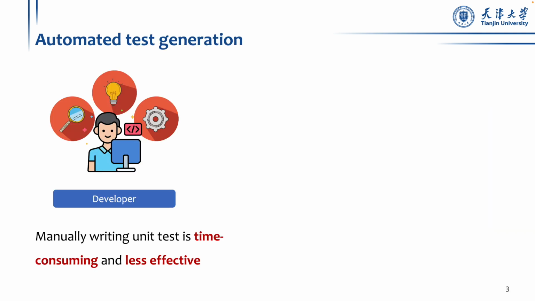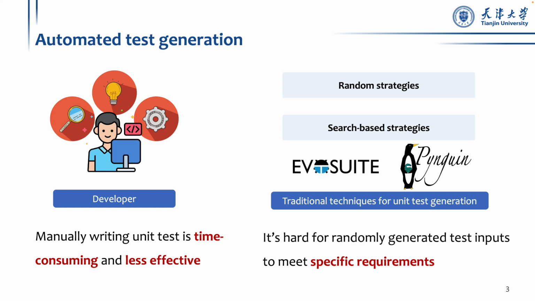Manual unit test writing relies on expert knowledge and considerable human effort, leading to the development of many automated unit test generation tools in recent years. Traditional search-based techniques leverage randomly generated test inputs and search algorithms to generate test cases, such as the well-known tools EvoSuite and Randoop. However, randomly generated test inputs often fail to meet specific requirements, like strings of a certain format. As a result, their branch coverage is still limited.